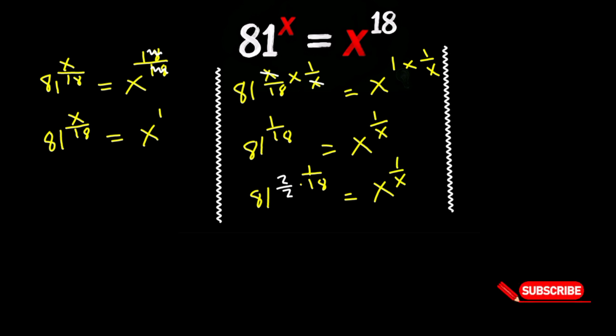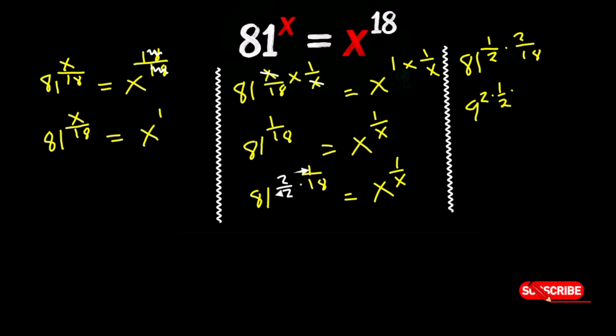Then therefore, we're going to move further and share this power between them. So the numerator goes to this and the denominator goes to this. Therefore, we're going to have 81 to the power of 1 over 2, then times 2 all over 18. We can just say 9 squared times 1 over 2. It's the same thing, right?